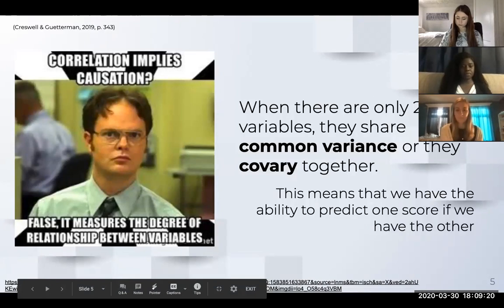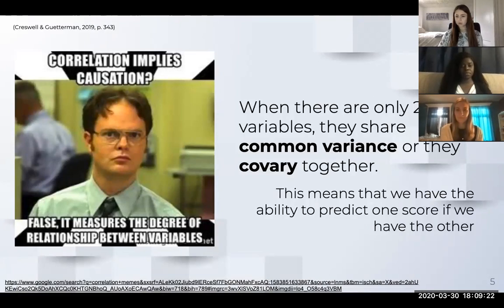So when there are only 2 variables, they share common variance or they covary together. This means that we have the ability to predict one score if we have the other. Please note our lovely graphic. Correlation implies causation. False. It measures the degree of relationship between variables.